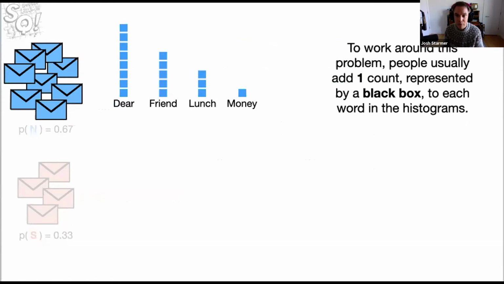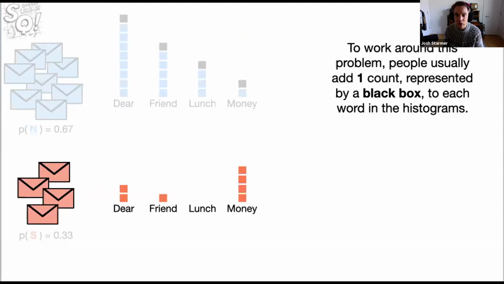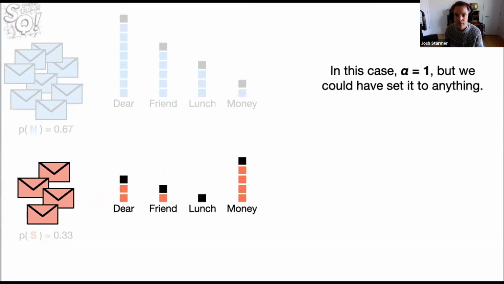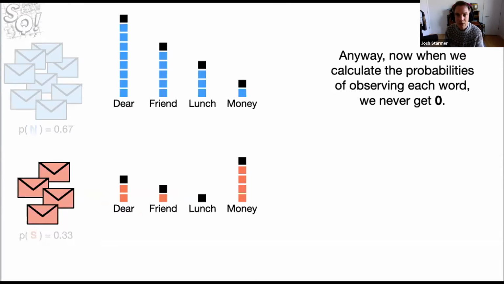To work around this problem, people usually add one count, represented by a black box, to each word in the histograms. Note, the number of counts we add to each word is typically referred to with the Greek letter alpha. In this case, alpha equals 1, but we could have set it to anything. Anyway, now when we calculate the probabilities of observing each word, we will never get 0.